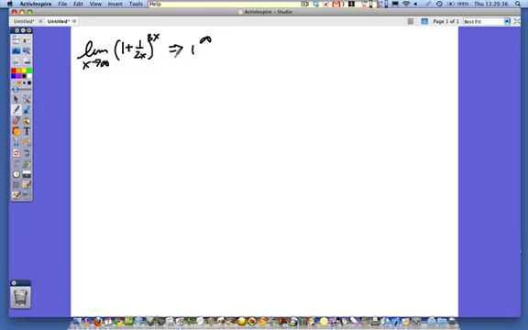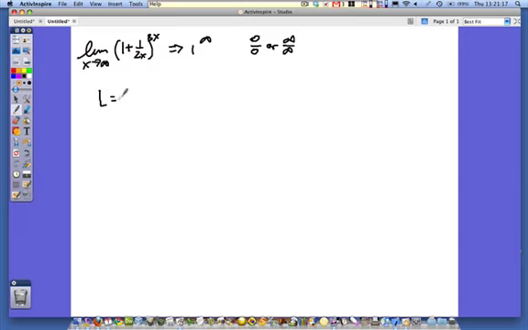Now, we can't just apply L'Hopital's rule at this point. Remember, we have to get a 0 over 0 or infinity over infinity to do L'Hopital's rule. So what we're going to do is some algebra magic here to make that happen. The trick that we saw in class a couple of times is to do this.